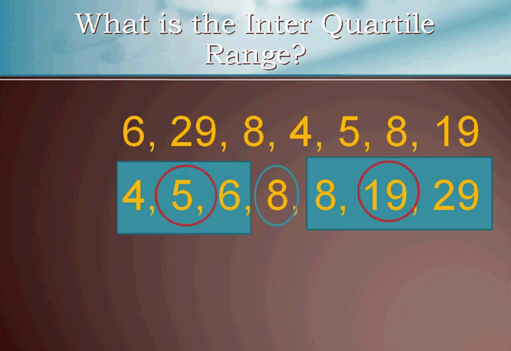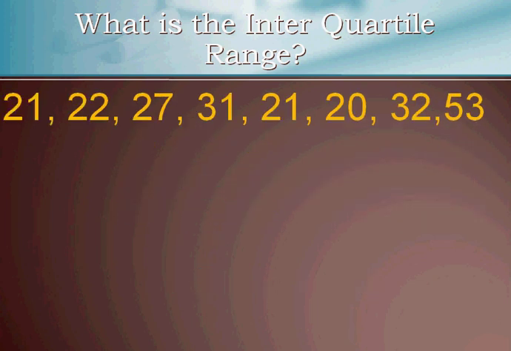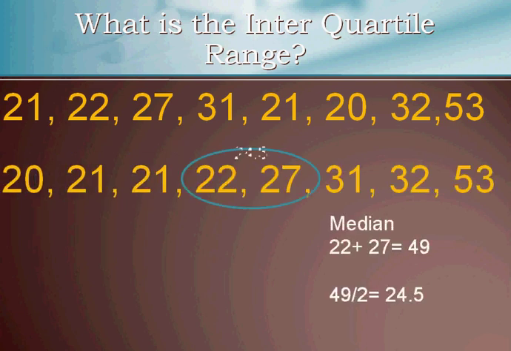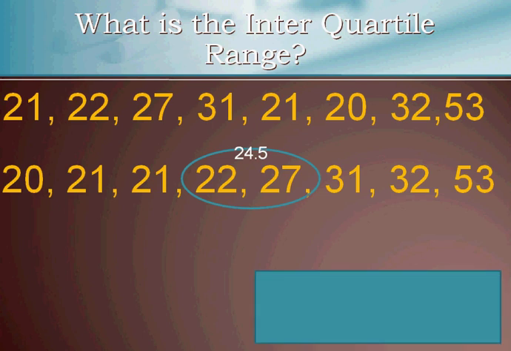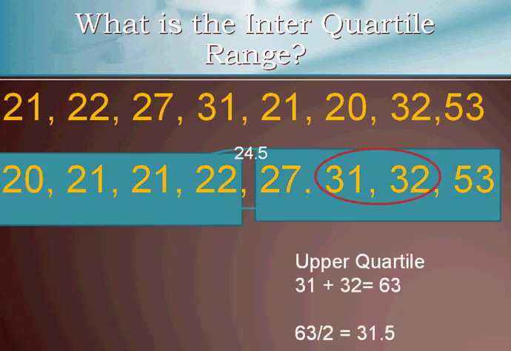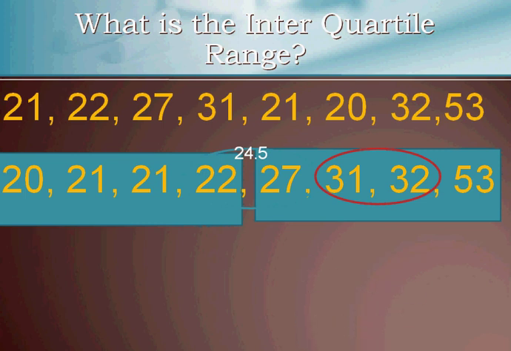Pause the video. Try this one for yourself. Put the numbers in order. Find the median. Find the upper and lower quartiles. Upper quartile minus lower quartile equals interquartile range.